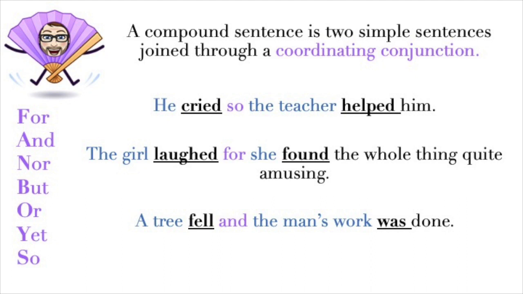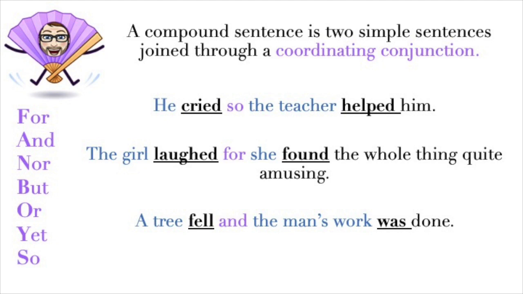Imagine a pivot on a seesaw, where you've got equal weighting on both sides. It's not one side up, one side down. So if you have a look at these examples, I've still got my three original examples: he cried, the girl laughed, a tree fell. But you can see I'm adding in an equally weighted simple sentence on the other side of it. He cried, so the teacher helped him. The girl laughed, for she found the whole thing quite amusing. A tree fell, and the man's work was done.